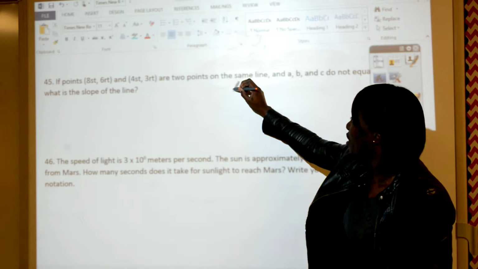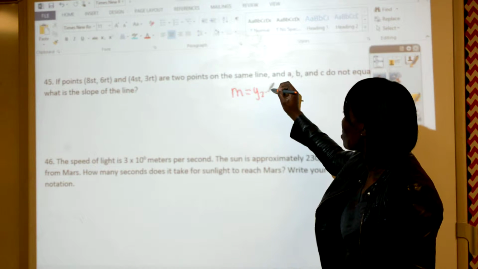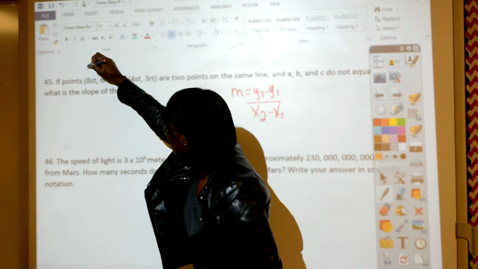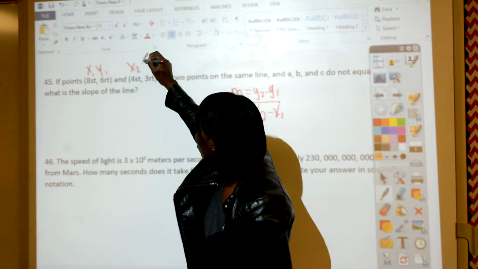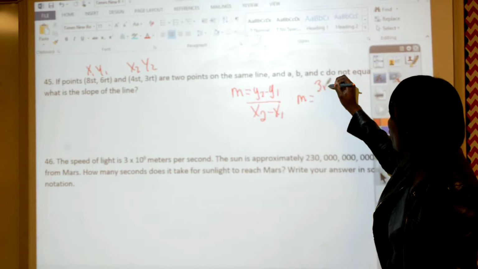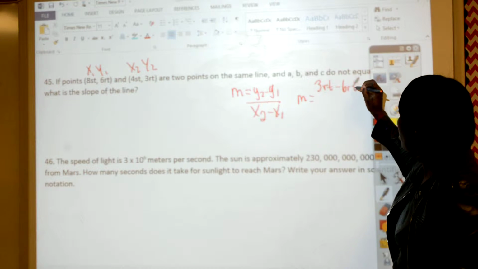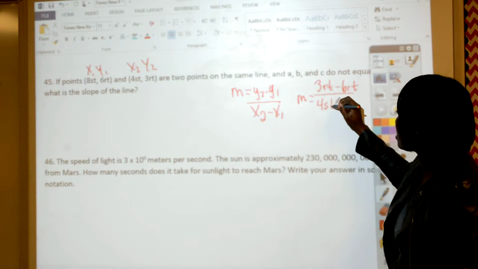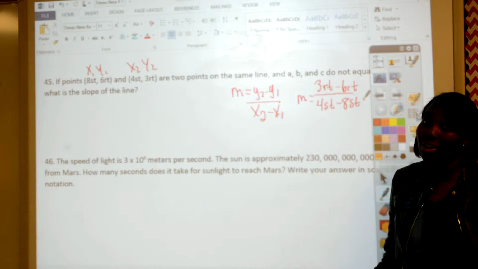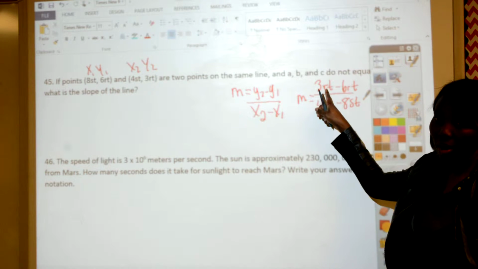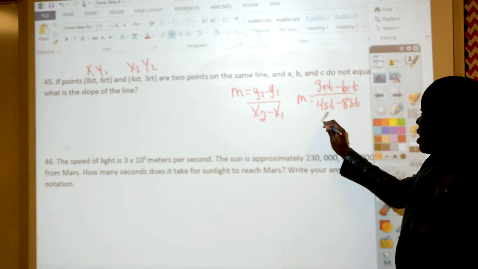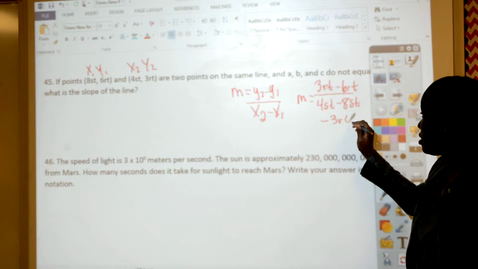If you remember back with slope, it equals y2 minus y1 divided by x2 minus x1. So we label our x1, y1, x2, y2, and we just plug it in. We end up with the slope equal to 3RT minus 6RT over 4ST minus 8ST. The good thing is they're like terms, so they just combine. We have 3RT minus 6RT, which gives a total of negative 3RT.